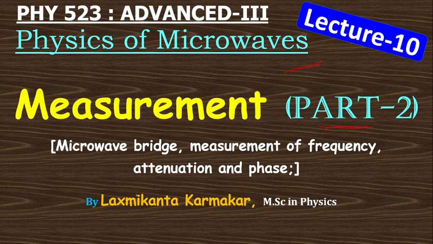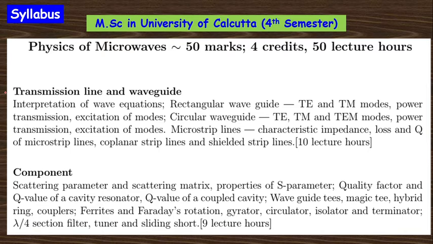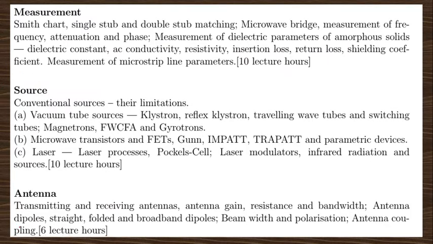Actually, we cover the advanced paper of M.Sc 4th semester, that is microwave. We already covered the transmission line, waveguide and components in the previous lectures. And in the last lecture we discussed the measurement part of microwaves, that is the slotted line, single stub and double stub matching. This portion we already covered in the last lecture, right?